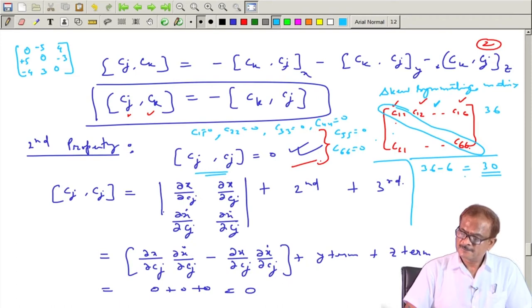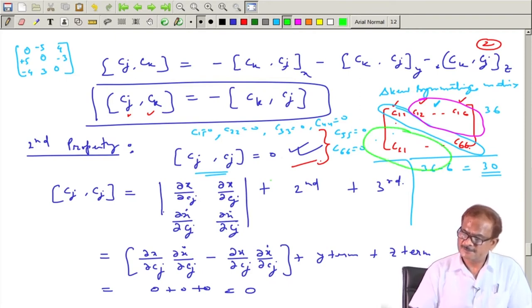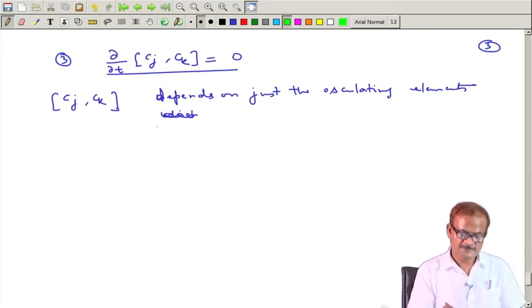So, out of 30, because the elements on this side are just negative of the elements on the other side, immediately we can see that we just need to evaluate only 15 brackets. So, out of 36, we just need to evaluate 15 brackets to solve this problem, and this eases the process a lot. And the third property we have to list, which will help us in solving the problem. So, I will do this part just here.